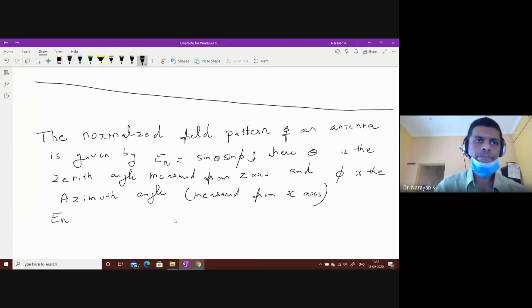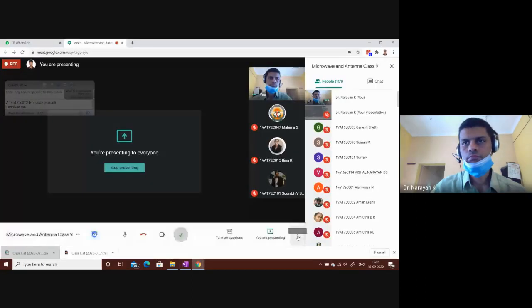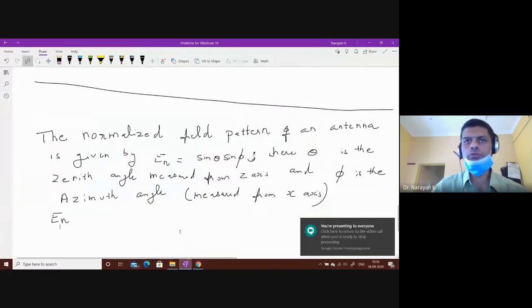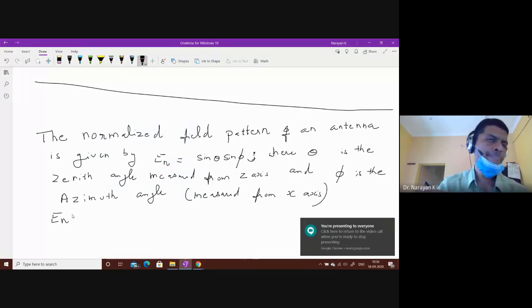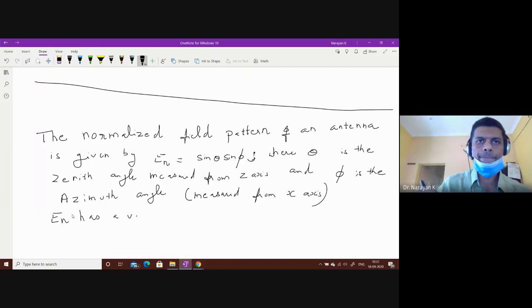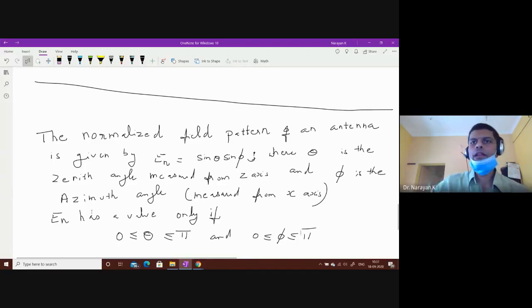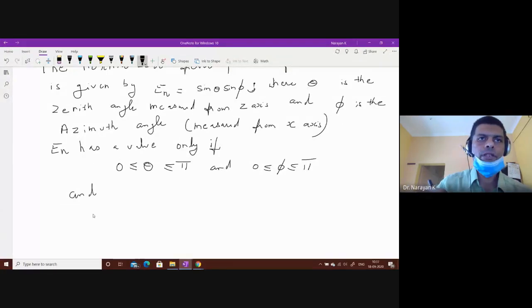E_n has a value only if 0 is less than or equal to theta less than or equal to pi, and 0 is less than or equal to phi less than or equal to pi, and E_n is 0 elsewhere.